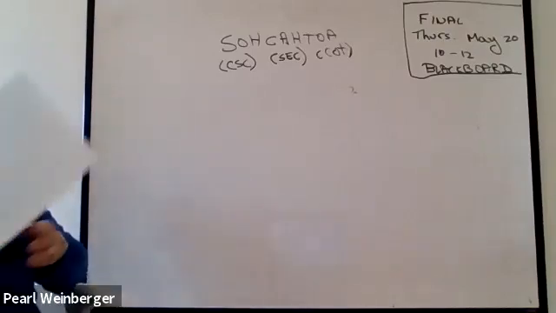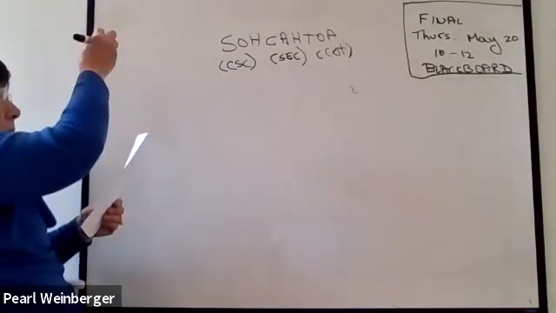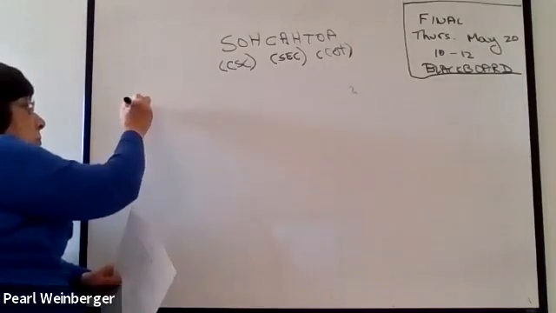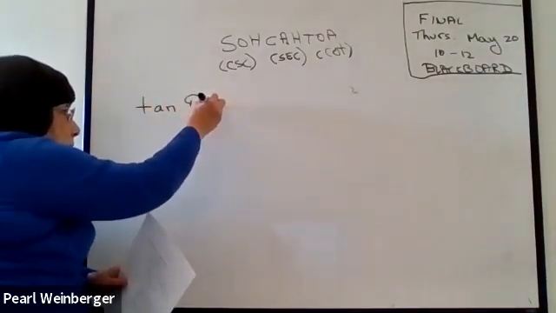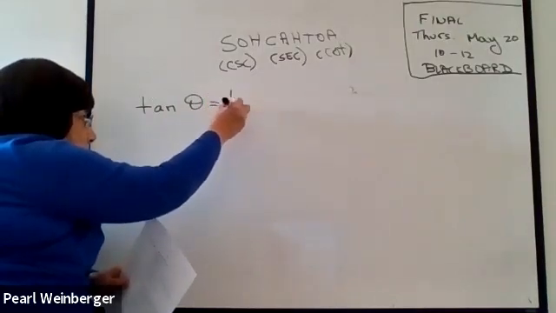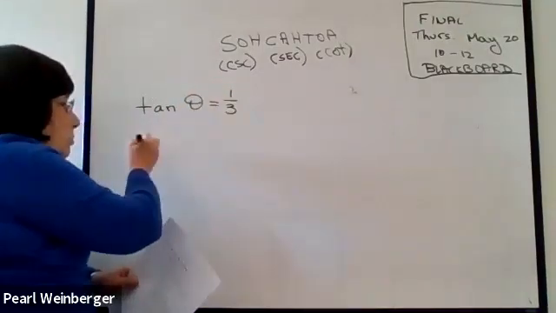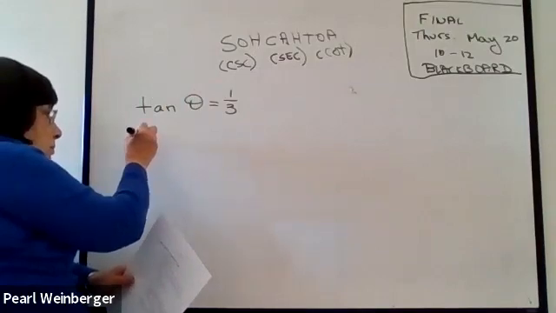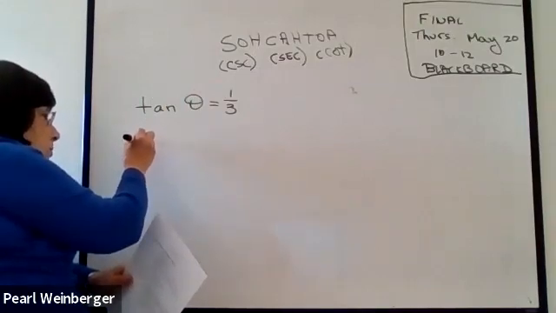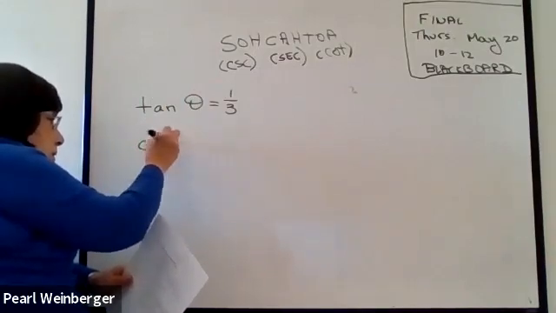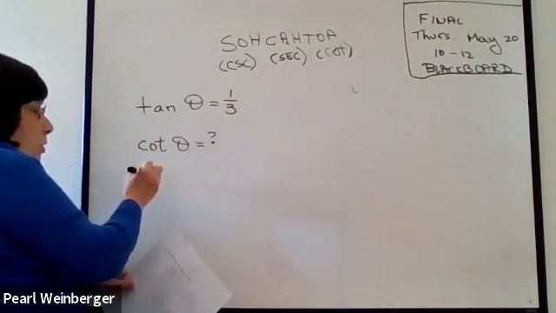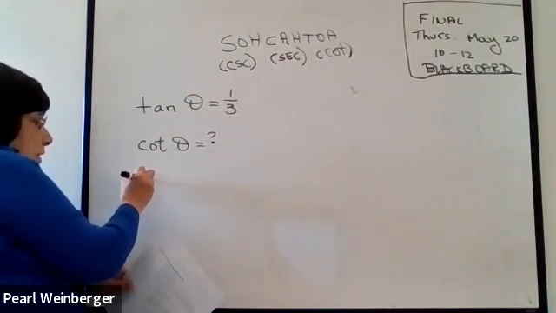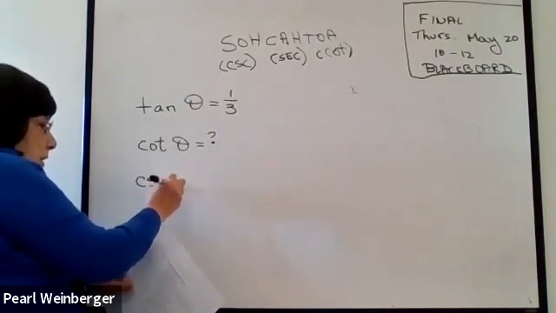Suppose I gave you this question. I'm telling you that the tangent of theta is 1/3. And I want you to figure out two things. What is cotangent theta? And I also want you to find out what is cosecant theta.